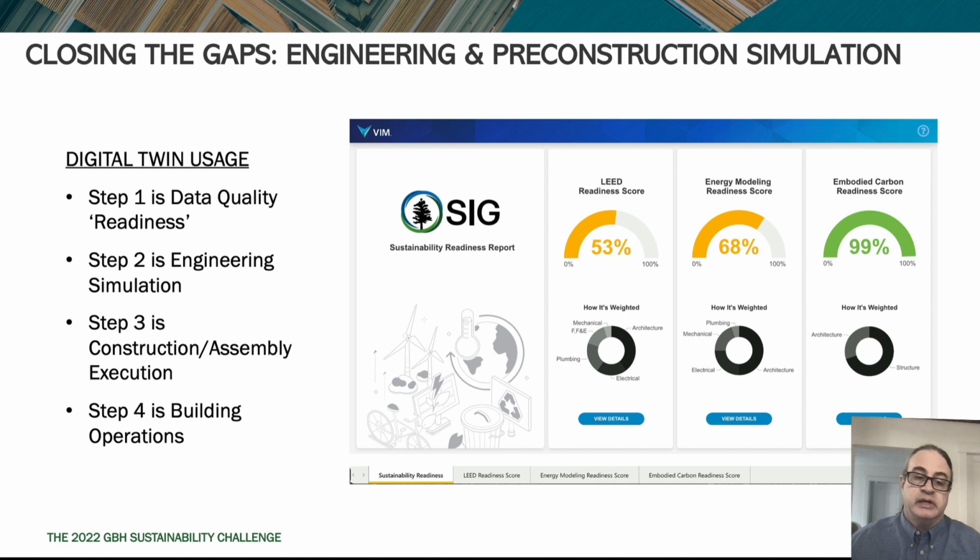The next would be in construction and assembly execution. So for instance, Vim has built-in clash detection, and we can do pre-construction readiness and some other things that are very useful post-design in the construction world, now that we know that we have complete models to go and work from. And we've also discussed the gap between the BIM model, the VDC model, and what makes a digital twin.